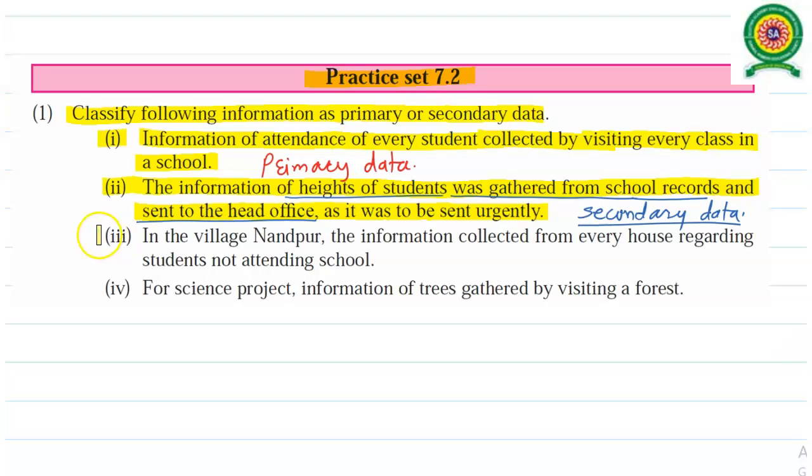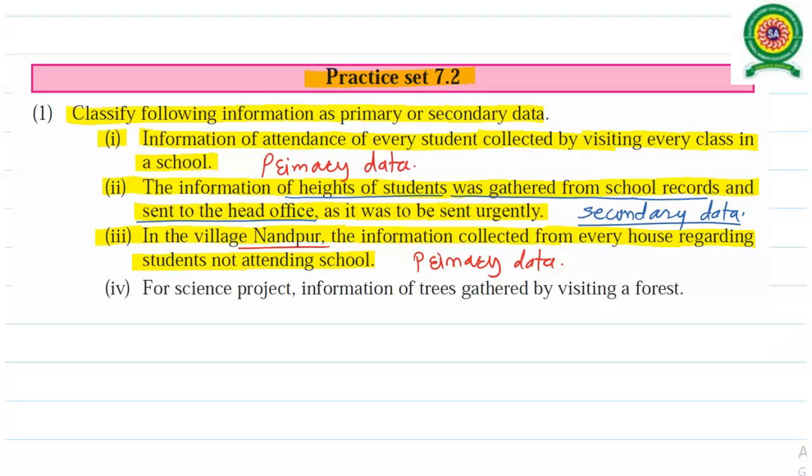Now look at the third sub question. In the village Nandpur, the information collected from every house regarding students not attending the school. So it will take lots of time because we have to visit each and every house of the Nandpur village. That's why it is time consuming, and gives us the detailed information about each student, those who are attending and those who are not attending the school. So it is primary data.